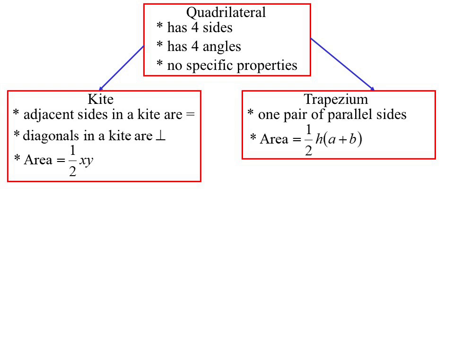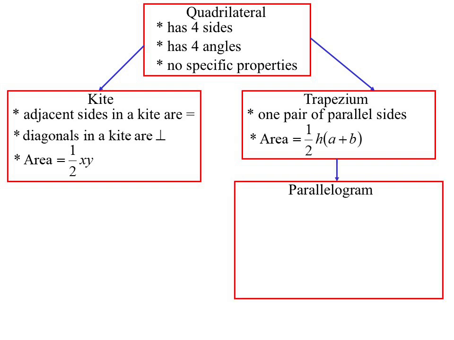We have an area formula for that as well. Half the perpendicular height, the distance between the parallel sides, times the sum of the 2 parallel sides. The trapezium can branch down to the parallelogram, where we now have 2 pairs of parallel sides. So I guess what that means is you could use the formula for the area of a trapezium to find the area of a parallelogram.